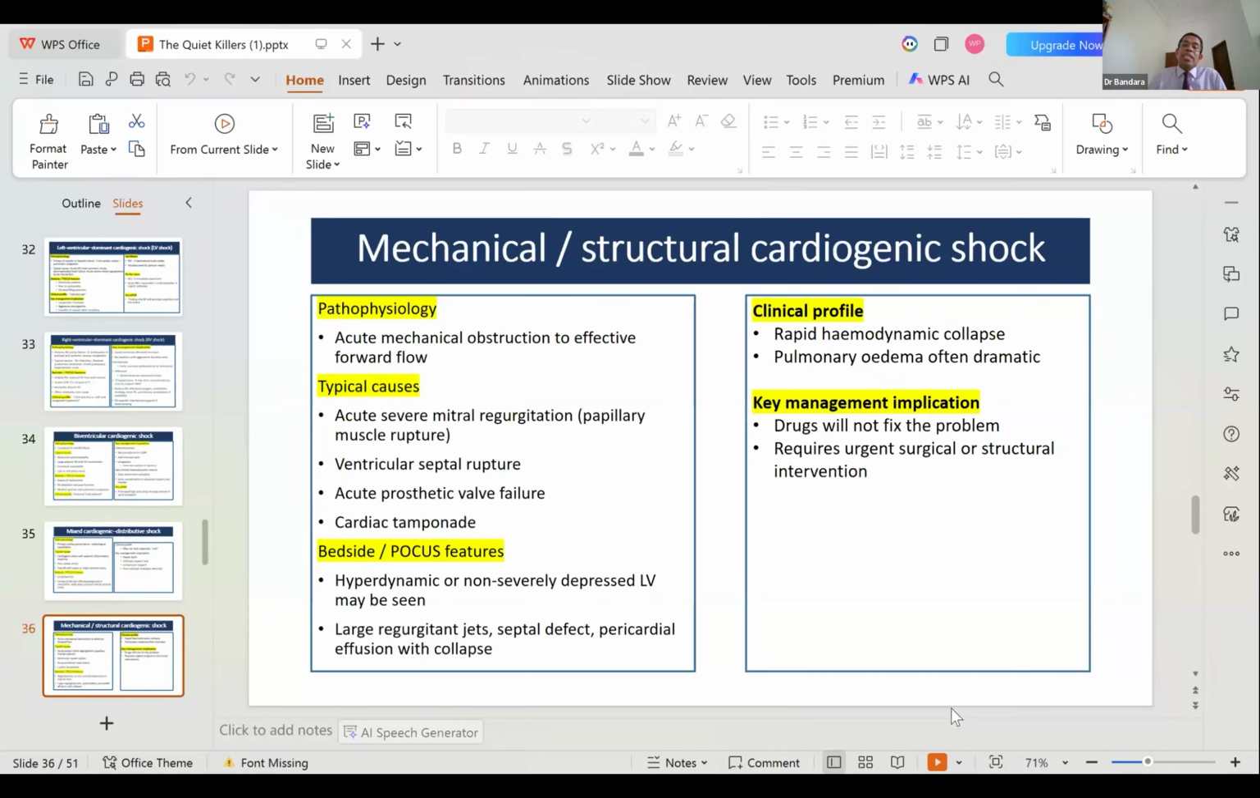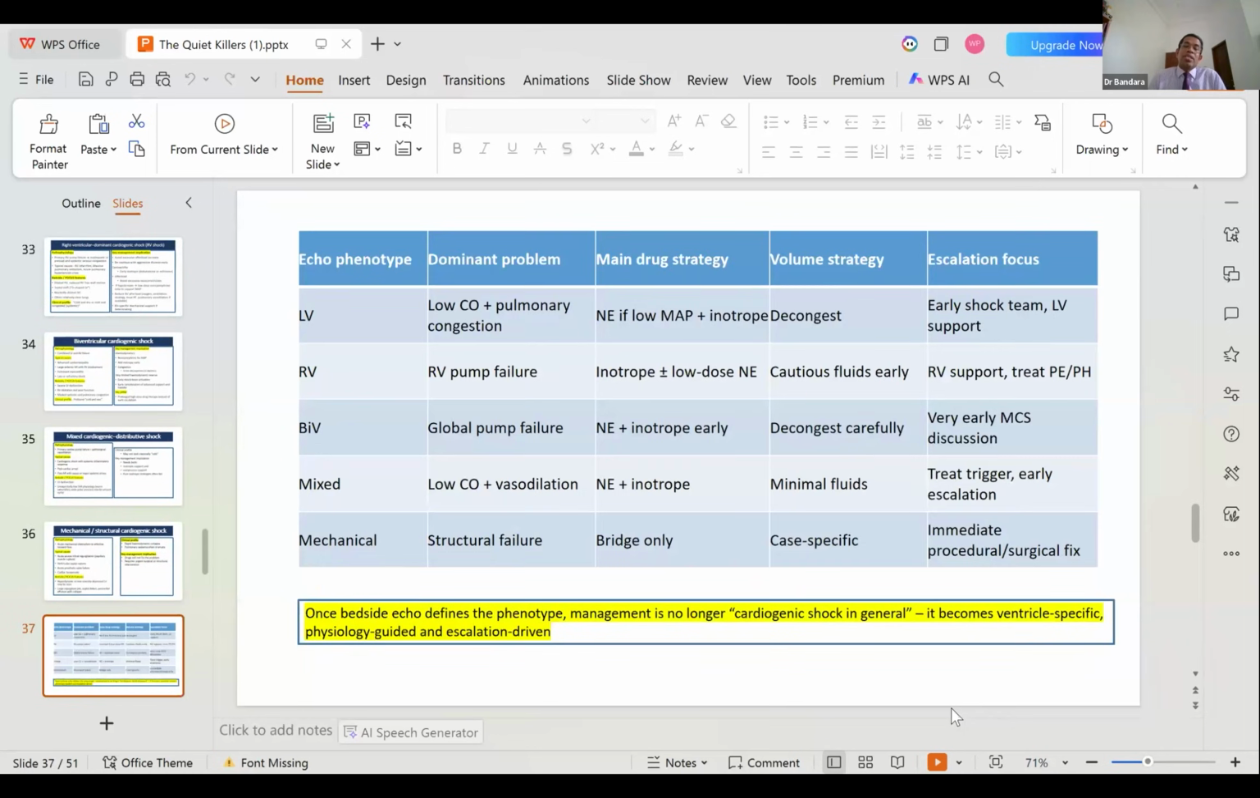If the patient is having mechanical or structural cardiogenic shock, especially an acute mechanical obstruction, the focus finding is hyperdynamic or non-severely depressed left ventricular function. Usually drugs will not fix it, so they usually require either surgical or structural intervention. So this is the summary of patients having different phenotypes of shock and how they are managed.